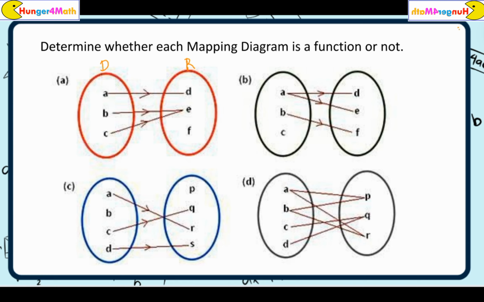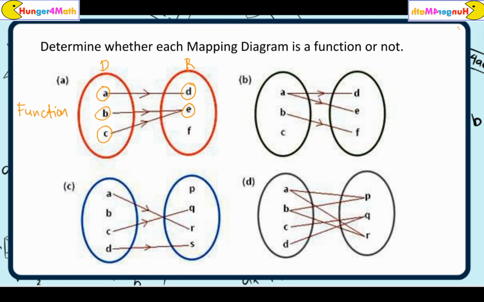Then let's check the domain. For letter A, it is paired up with D, and both B and C are paired up with E. So this is a function. It is a function because each domain element is paired up with exactly one range. And it doesn't matter even if A, B, and C are all paired up with E. Still, each domain element has exactly one range.